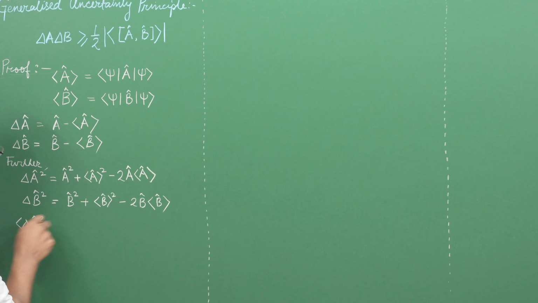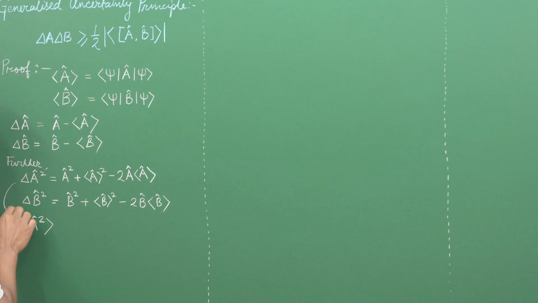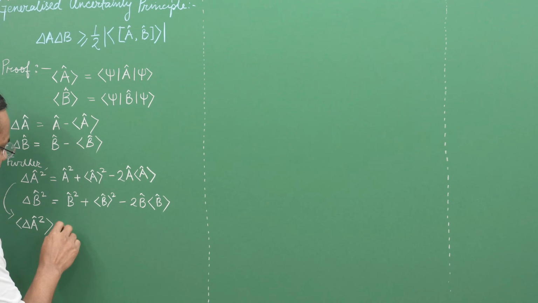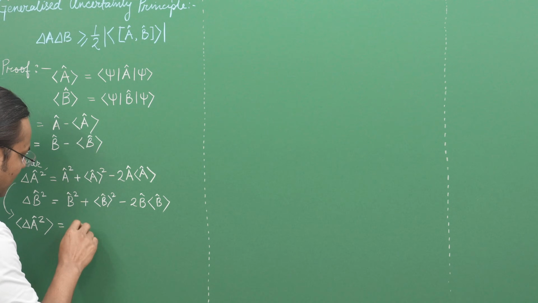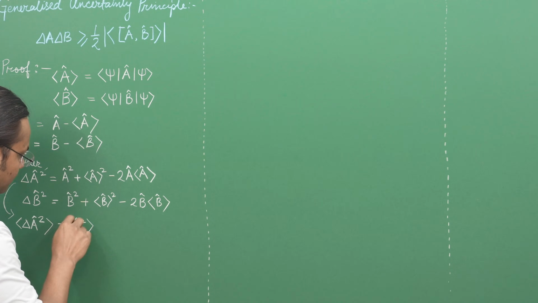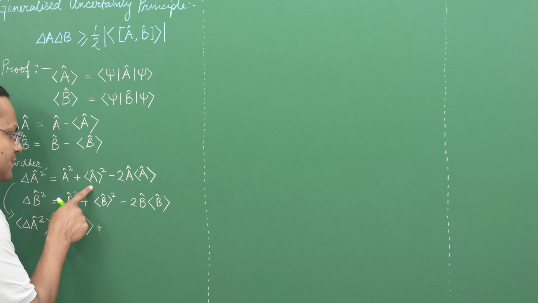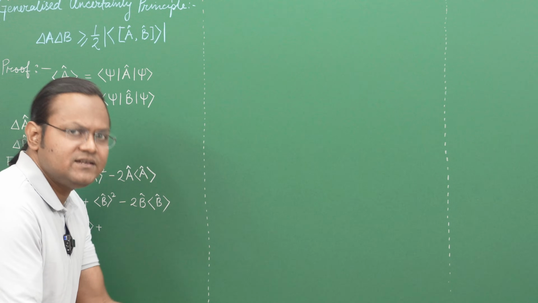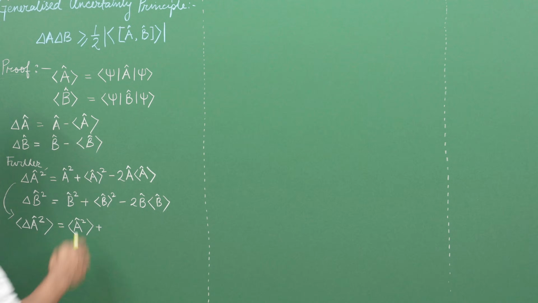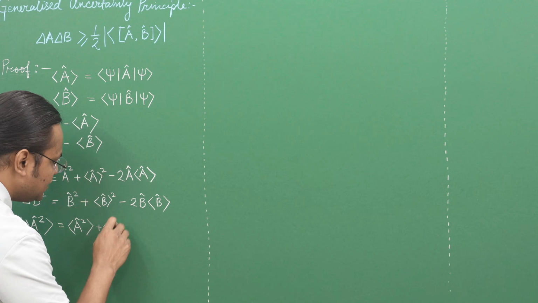So if I take the expectation value of A square, this will become the expectation value of A hat square plus what is the expectation value of a scalar? It is the scalar itself, because a scalar doesn't have a distribution. So this will remain unchanged.